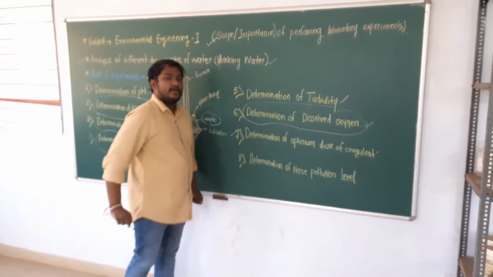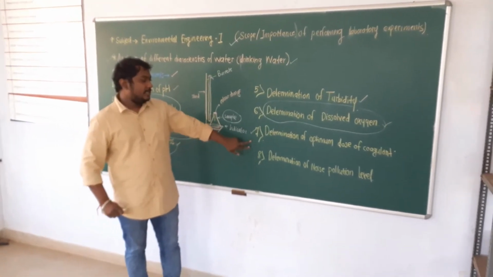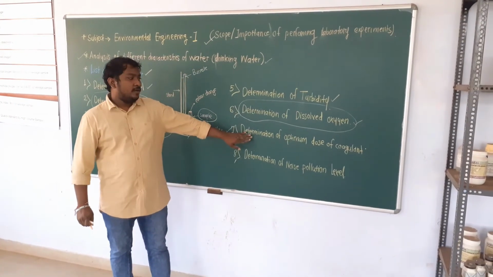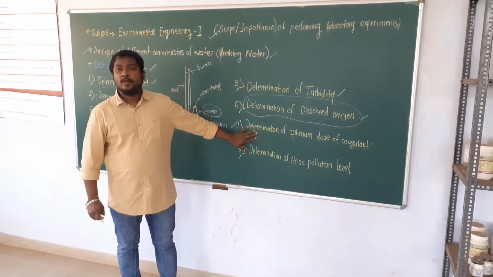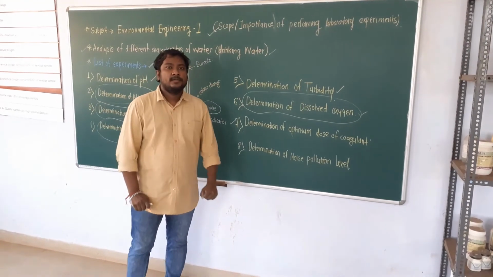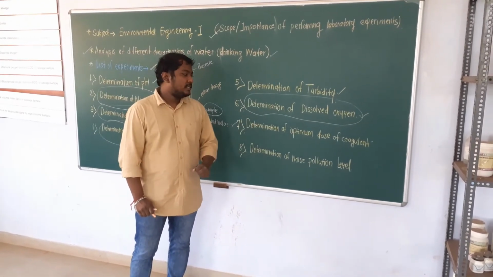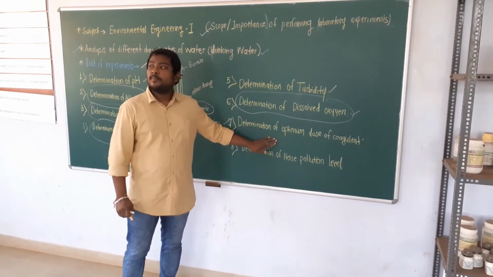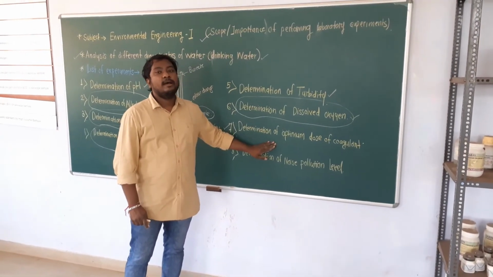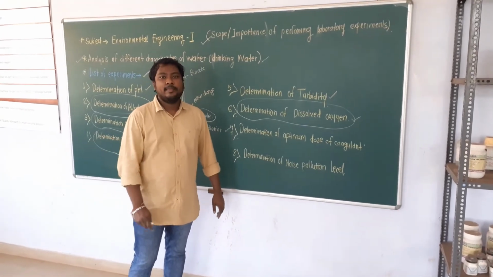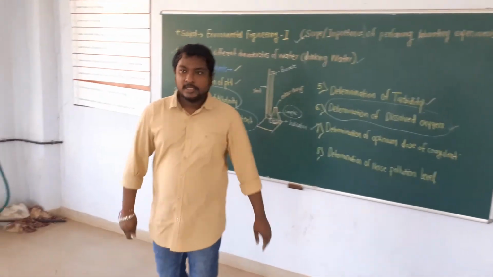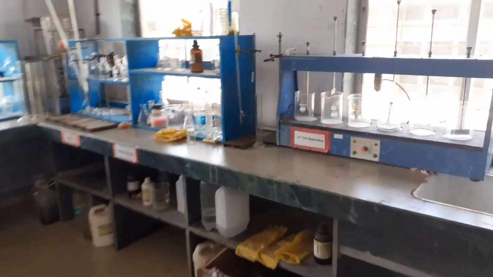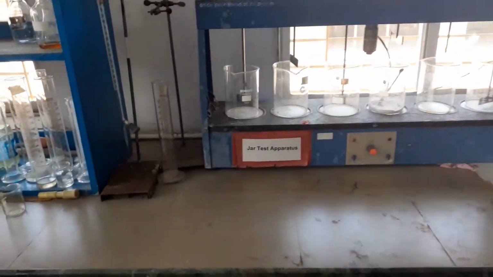The next experiment which I have written, experiment number 7, is the determination of optimum dose of the coagulant. In the theory session we have seen coagulation and flocculation, and now we will see the optimum dose of the coagulant. One apparatus is available in our laboratory. We will directly visit that apparatus. I will show you the working of this apparatus as well as how to determine the optimum dose of coagulant.